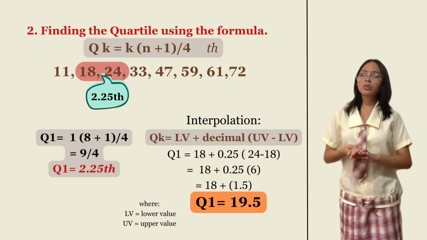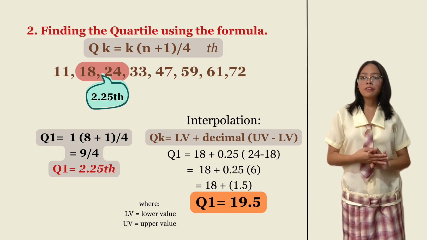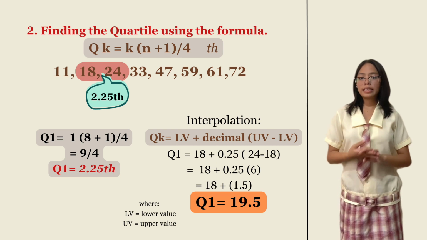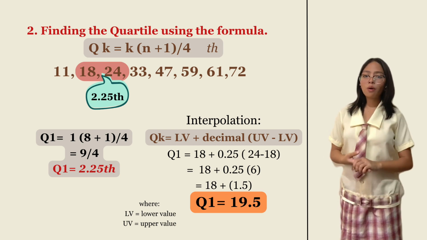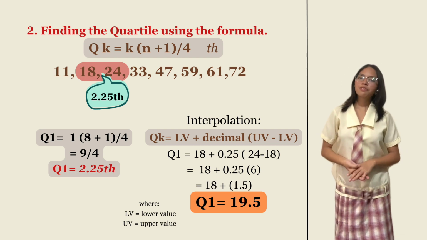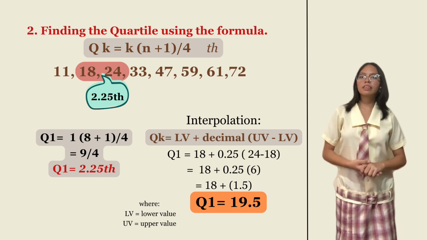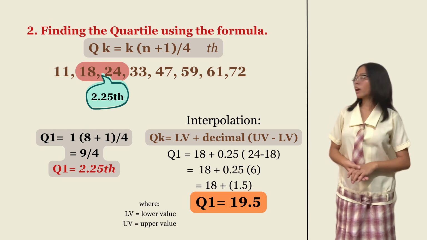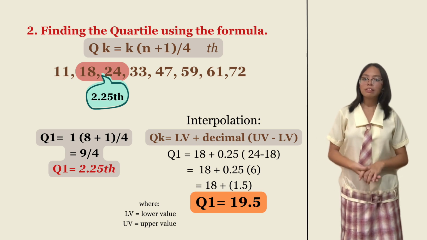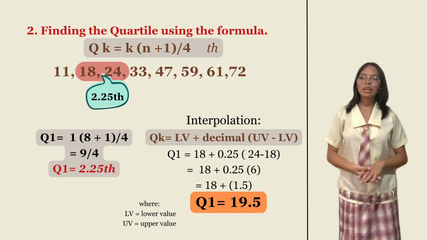In the data, we do not have a 2.25 rank, but we know that 2.25 lies between the second and the third data, so 18 and the number 24. Therefore, we need to interpolate to find its value. The interpolation formula is Q_K is equal to LV plus the decimal times the difference of UV and LV, where LV is the lower value and UV is the upper value. So the lower value is 18 and the upper value is 24. We get that from our second and third data.